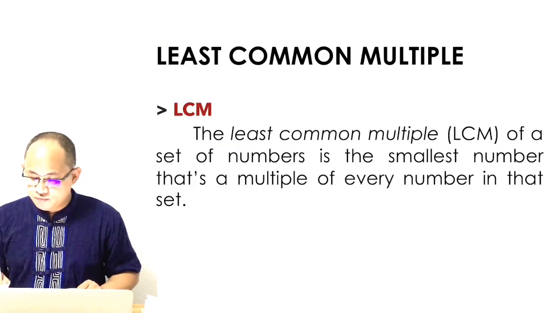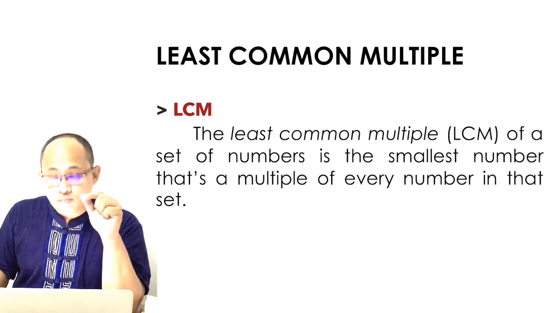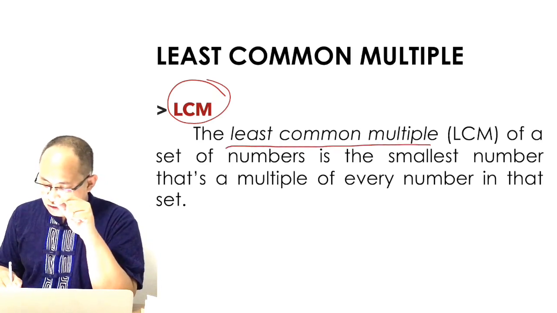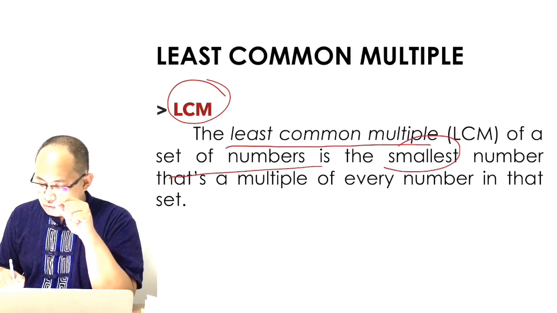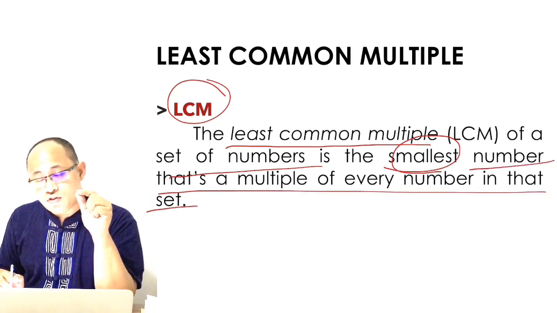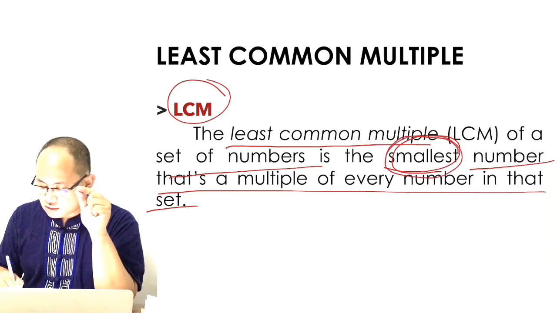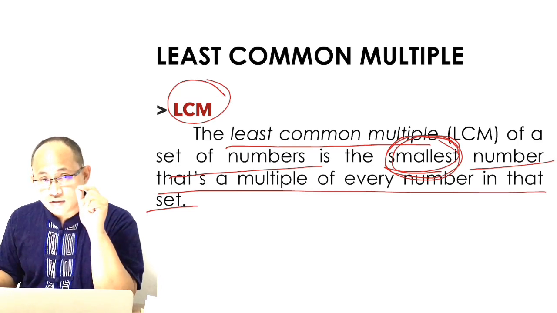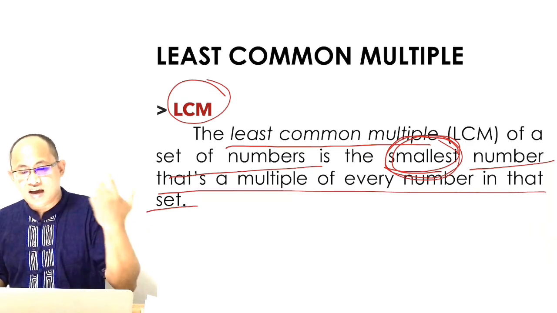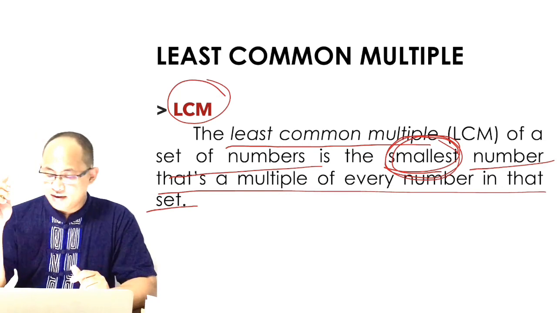I hope it's clear. Next, what is the least common multiple, or we call it LCM? The least common multiple, or LCM, of a set of numbers is the smallest number that is a multiple of every number in the set. If GCF and HCF is the largest number, LCM is the smallest number. It's the other way around, the opposite of HCF and GCF.